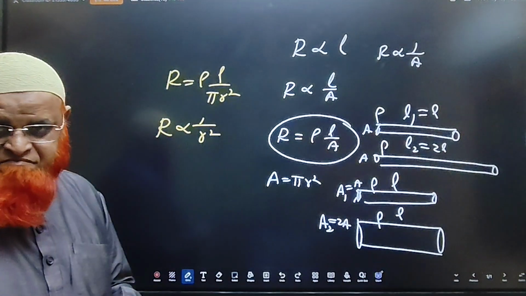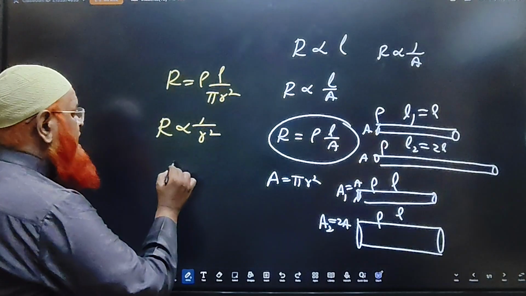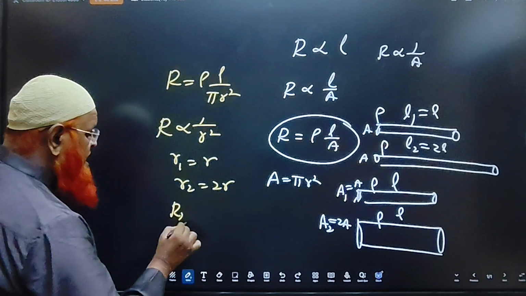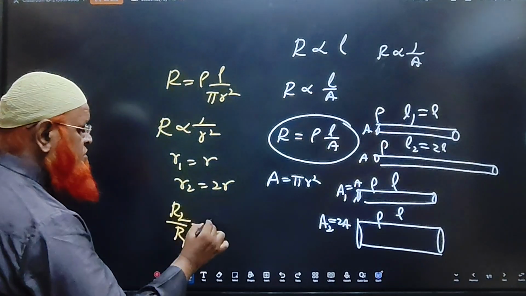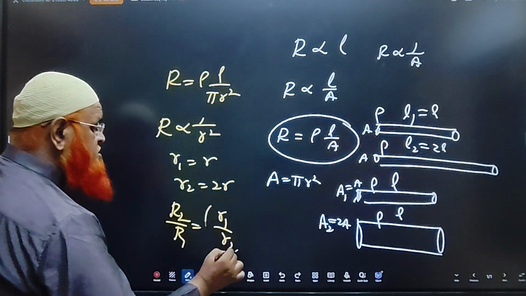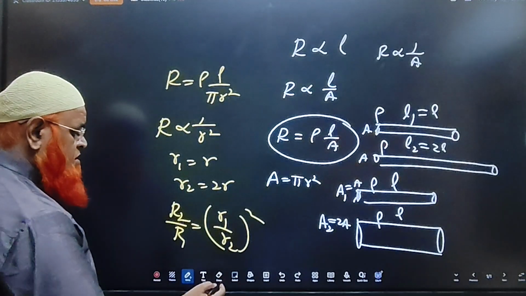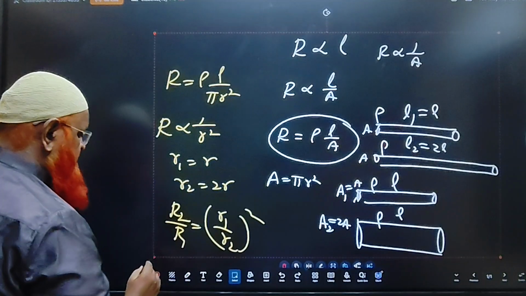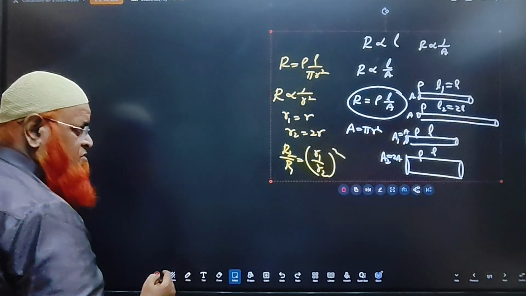Inverse relation. See here, if R1 is equal to R, R2 is equal to 2R, that means R2 by R1 is equal to R1 by R2 whole square. Am I right or not? It's an inverse relation, no? Is it not an inverse relation here? Do you understand what I am saying now?